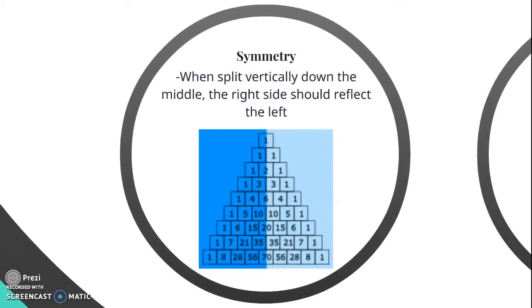Alright, the next one is symmetry. Basically, when split vertically down the middle, Pascal's triangle's right side will mirror the left side and vice versa. It's a really good way, if you only have one side of the triangle figured out, to figure out the other side. So this can be really helpful if you only want to figure out one side, and then just kind of flip it over to the other side.